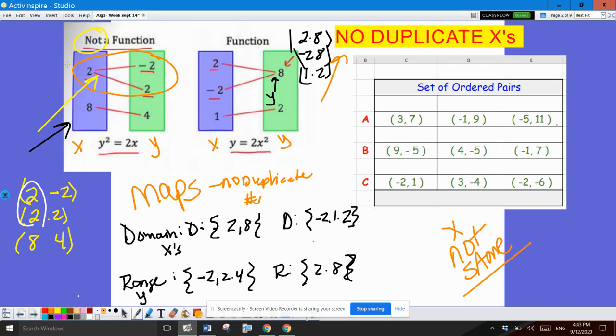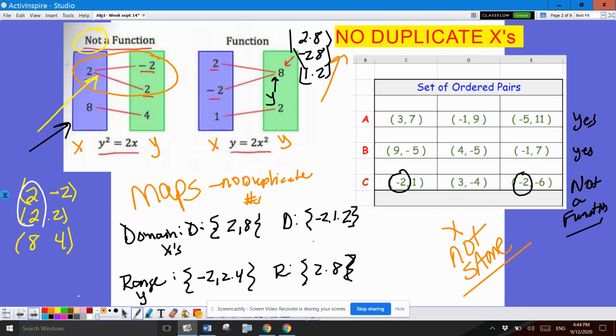Okay, so hopefully you decided that A was yes. It is a function. There are no duplicate x's. And B is also a function. Those are also one-to-one functions. Now C, on the other hand, I have these duplicate -2's. So that is not a function. That is how easy it is to decide whether or not something's a function if you're given a map or if you're given a table.